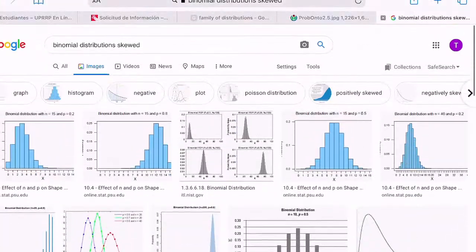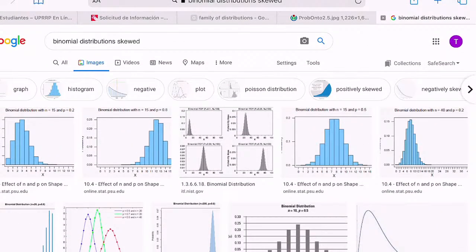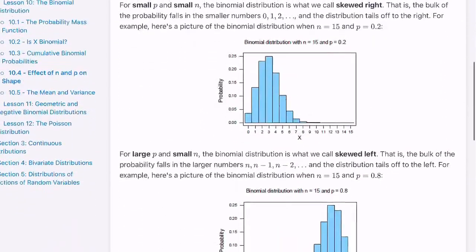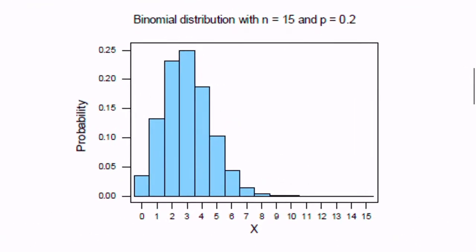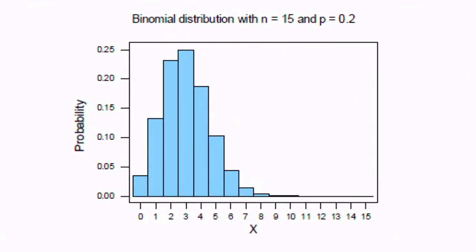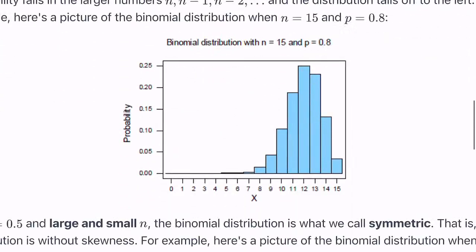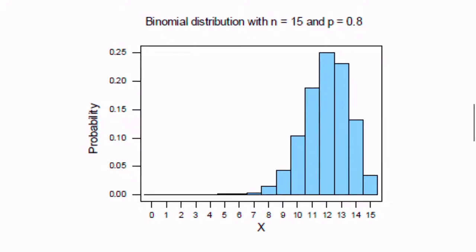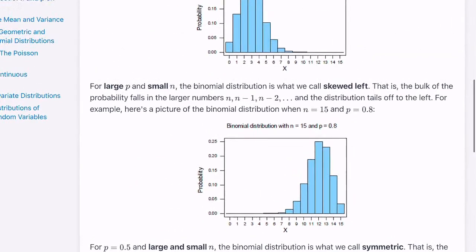So what you can find online are, see this one here, this is an n of 15 and a p of 0.2, and it's slightly right skewed. So it's not necessarily symmetric. Okay, look at this one. This is left skewed, n of 15 and p of 0.8. So binomials are not necessarily symmetric.